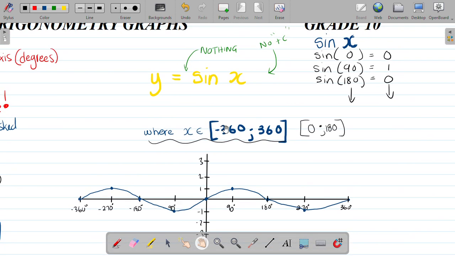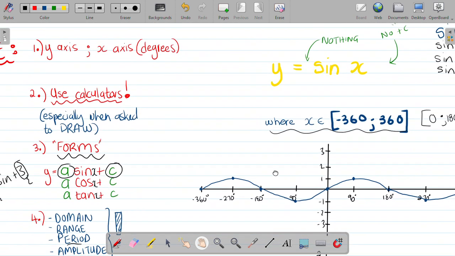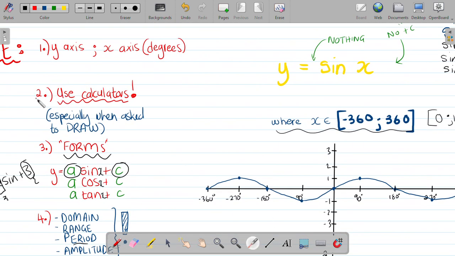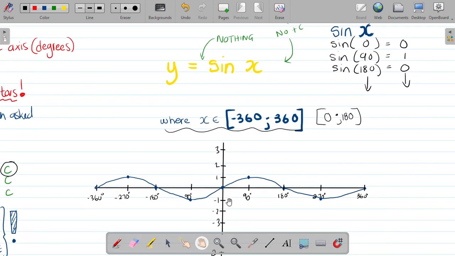So, what you are going to do, guys, please listen carefully, is follow this second note that I wanted you to note down: use your calculators when asked to draw, and how to draw a standard sine graph.